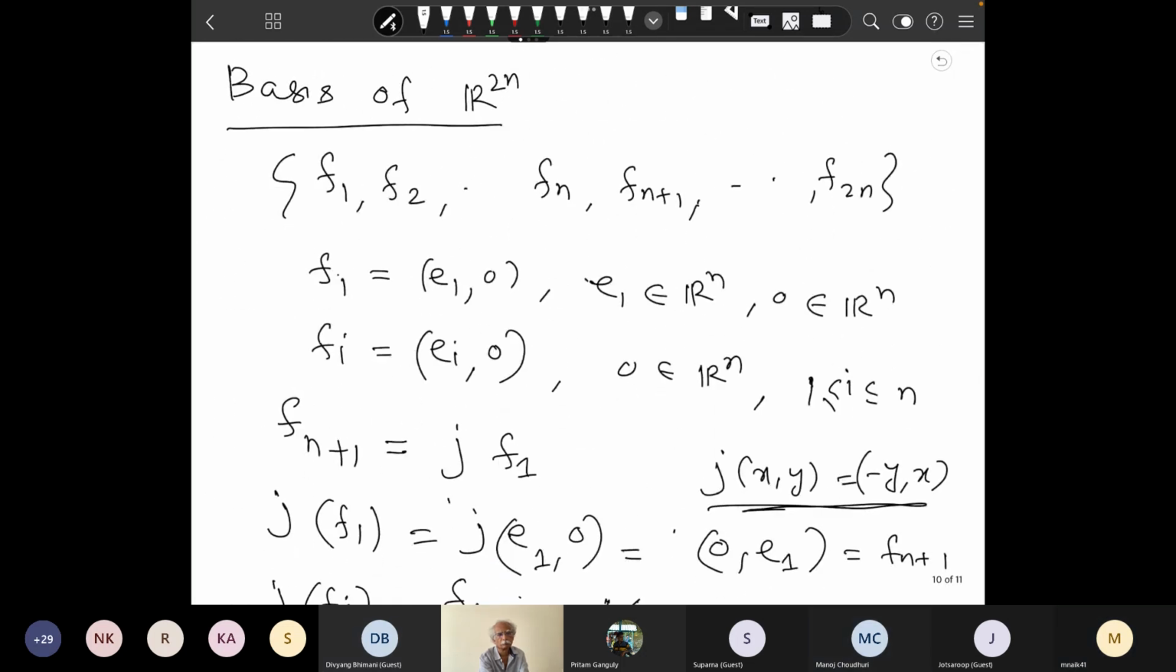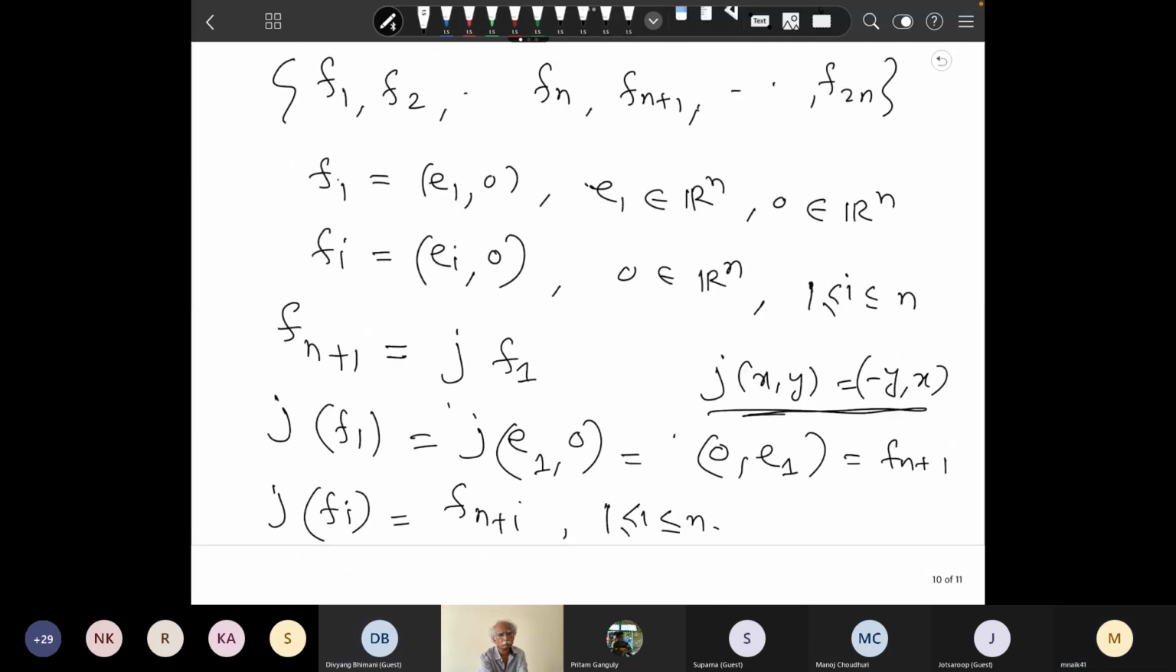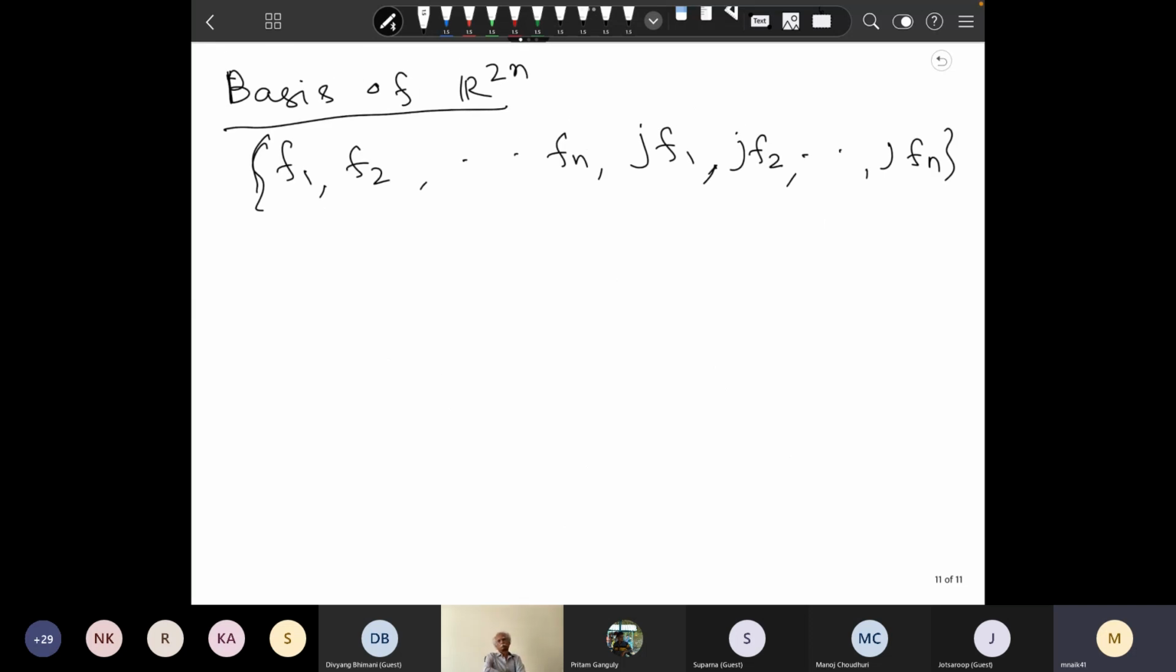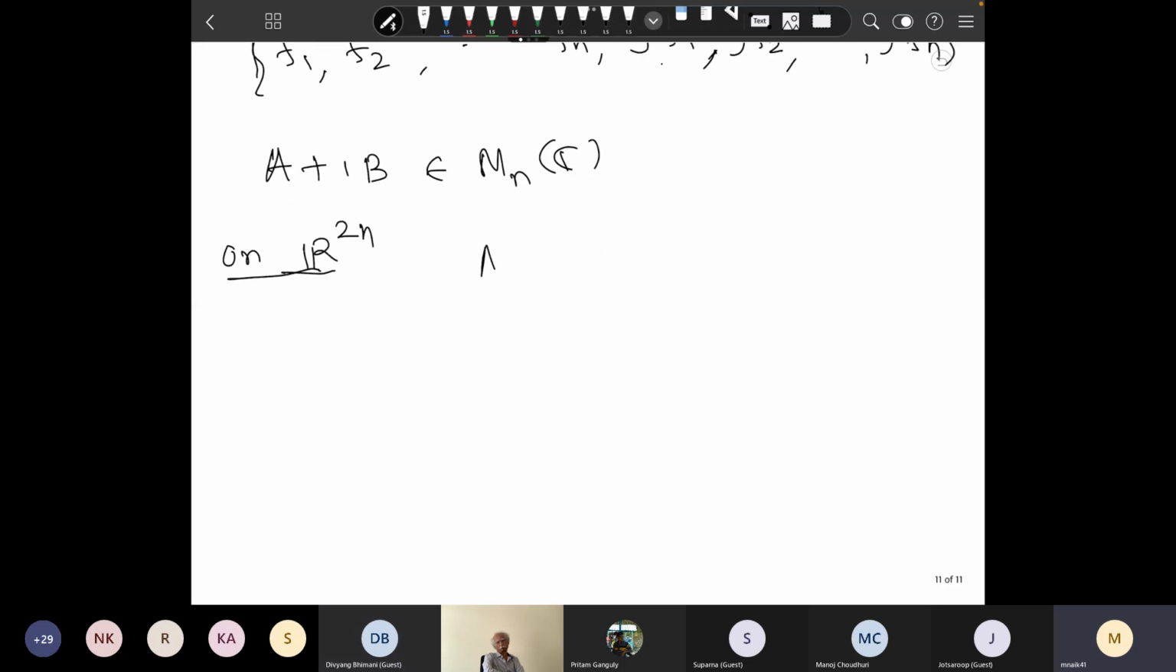I am saying that if A plus IB belongs to MNC, it has matrix representation like A plus IB on R2n. On R2n, if you take this basis F1, F2, Fn, JF1, JF2, JFn, then it has representation like A minus B, B, A. This is clear, Manoj?